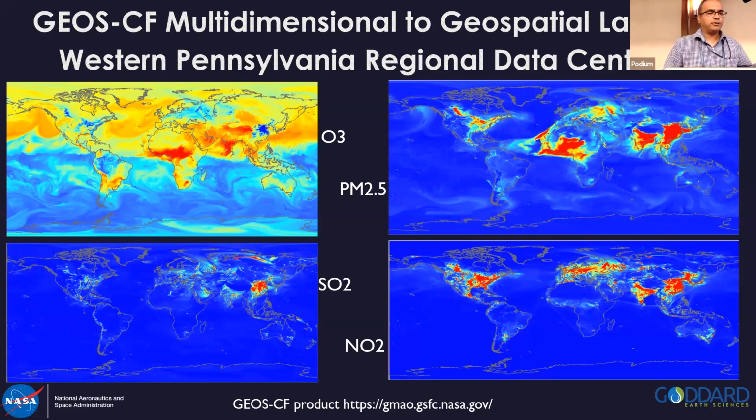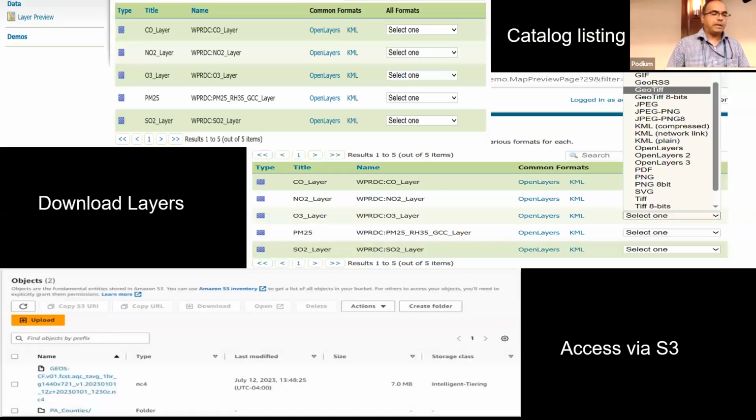So this is an example of multidimensional data getting converted into GIS layers. This is a global data set. It's a NetCDF format. Slice it by time series based on the variables of interest. And once we have that, we upload all that data, including raw data, and also as separate GIS layers to AWS S3 buckets, and also make it available on an OpenGeo stack on cloud.